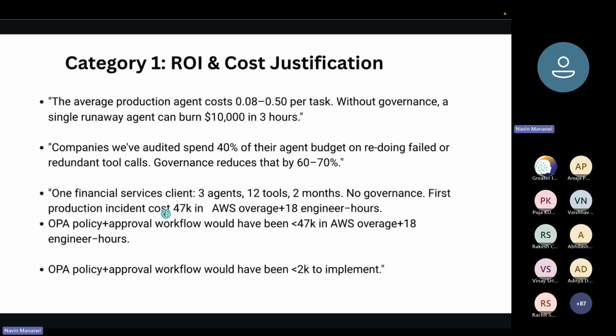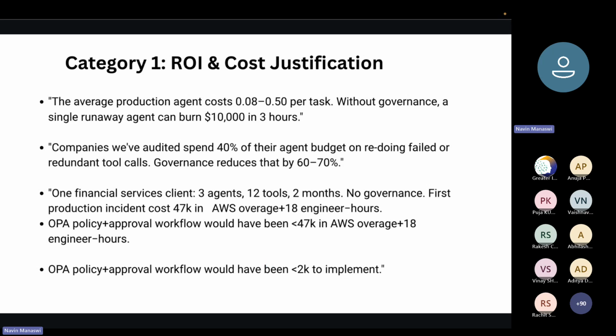So this kind of incident burned a lot of money that time. One financial service which has multiple agents and multiple MCP tools, we found that eventually one incident in a month or whatever will cost 47K, 50K in general. And OPA policy is like open policy. So OPA policy is a governance layer plus approval workflow. If you apply the governance, you will have a much lower cost. You will hardly pay 1/10 of the money. So governance really reduces the whole cost.